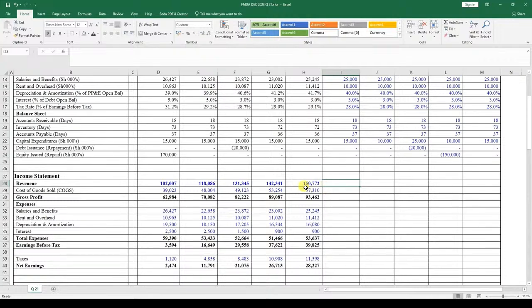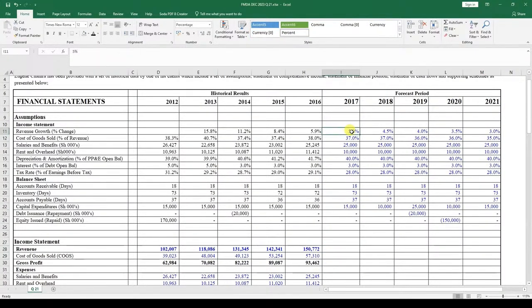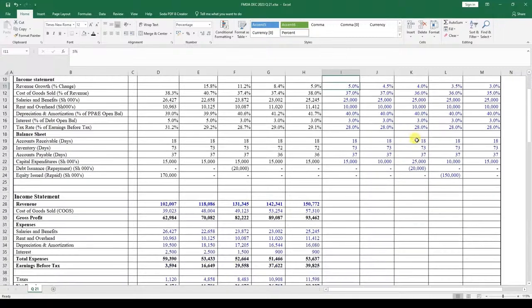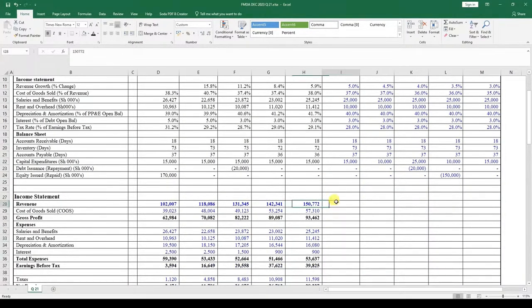To model revenue, we have been given the revenue growth rate over here. We are going to assume that the revenue is going to grow at 5% initially, then 4.5%, 4%, 3.5%, and 3% in 2021. So we will increase this 150,772 by a factor initially of 5%, 4.5%, and so on and so forth like that. So let's do that together.